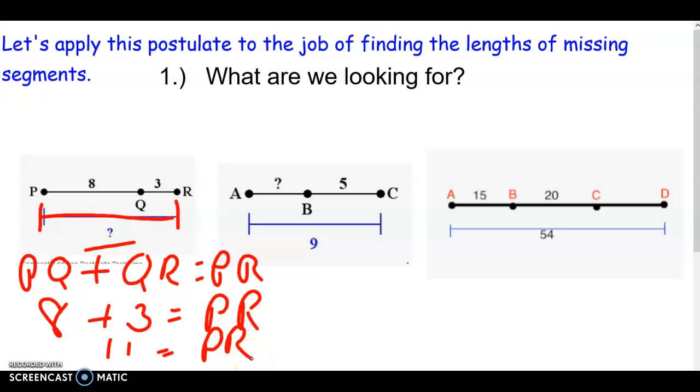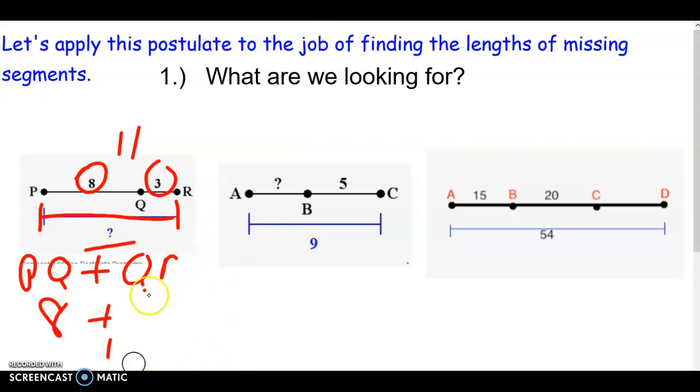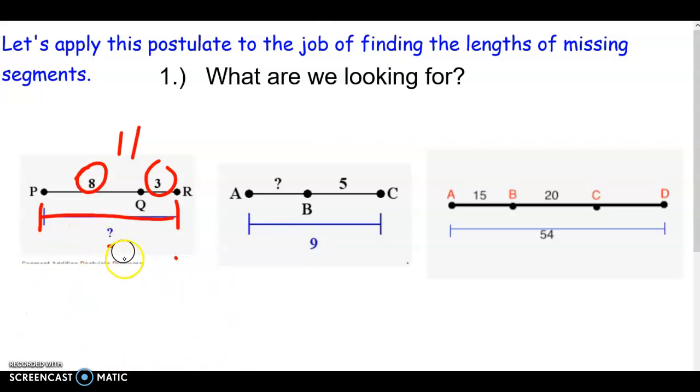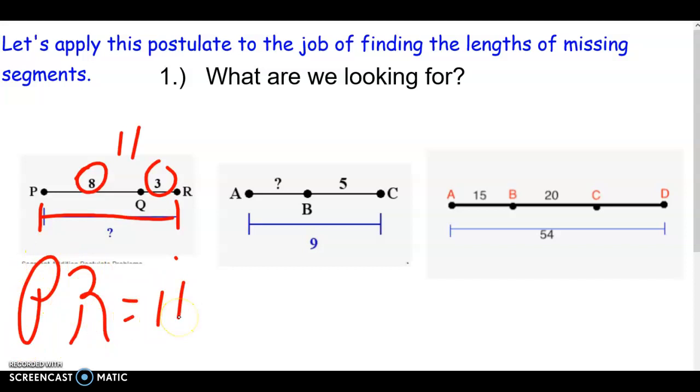Okay, so that's a lot of work to find what looks like a pretty easy problem to do. But you want to know the method that you're using, because right now we're using very simple numbers. We can figure out that if we add this 8 and this 3 together, we're going to get 11. So that distance PR is 11, and that's the way you would write your answer. PR equals 11. I'm going to write that down here. PR equals 11. All right, you're going to do the same thing for the next couple.